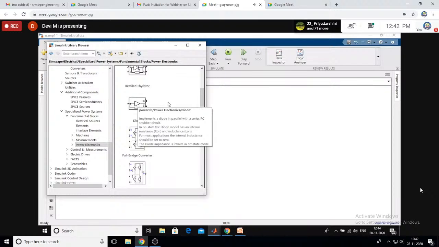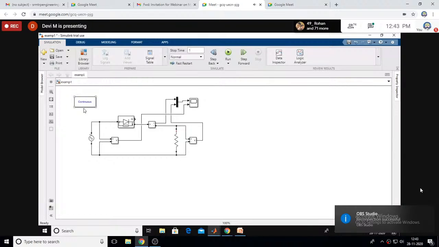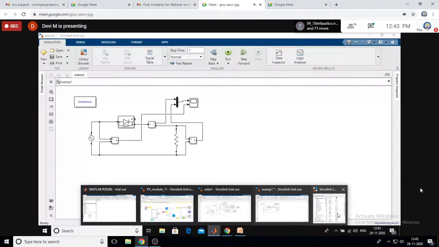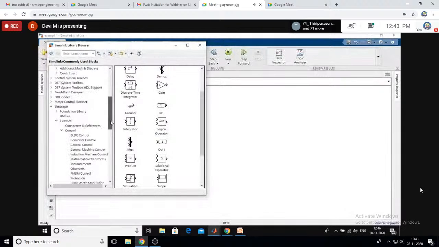The source is taken from electrical sources. The main component, the diode, is taken from power electronics. The load is taken as well. So far I have shown all the components. What is this? This is the powergui block, which acts as the power setup for this simulation. Only at this point will you have a difference between ECE and EEE. The same components will be available in ECE also.